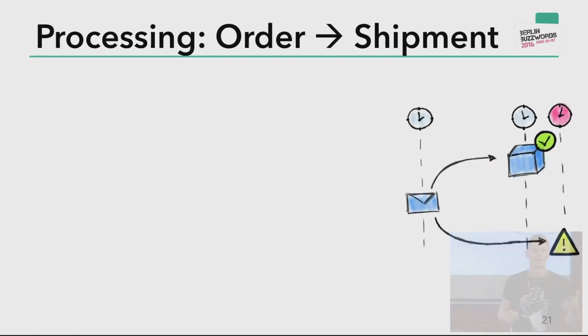Okay, how would we model that with Flink? First of all, we have to define what successful processing action means.